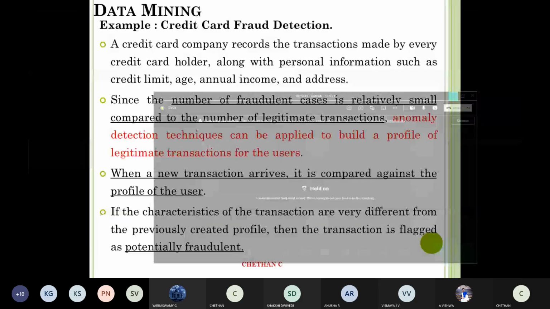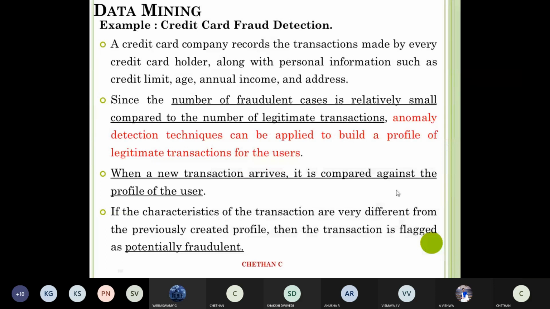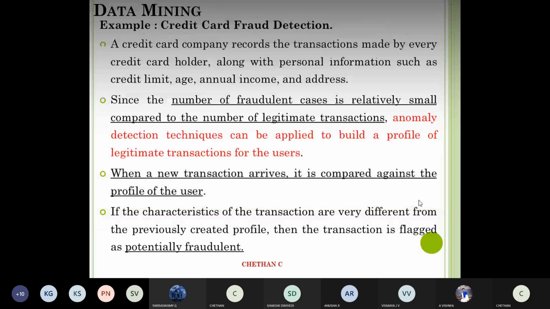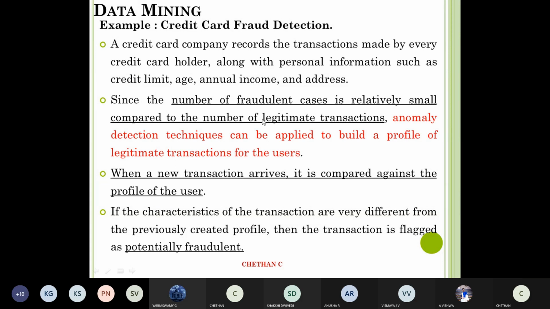What are the things that we think of? The first and foremost thing is where do you think this credit card transaction becomes a problem? When there's a credit card company that is recording transactions made every day. And what is the next thing that is happening? You're going to look for fraudulent applications, fraudulent cases. Where do you think that is happening?